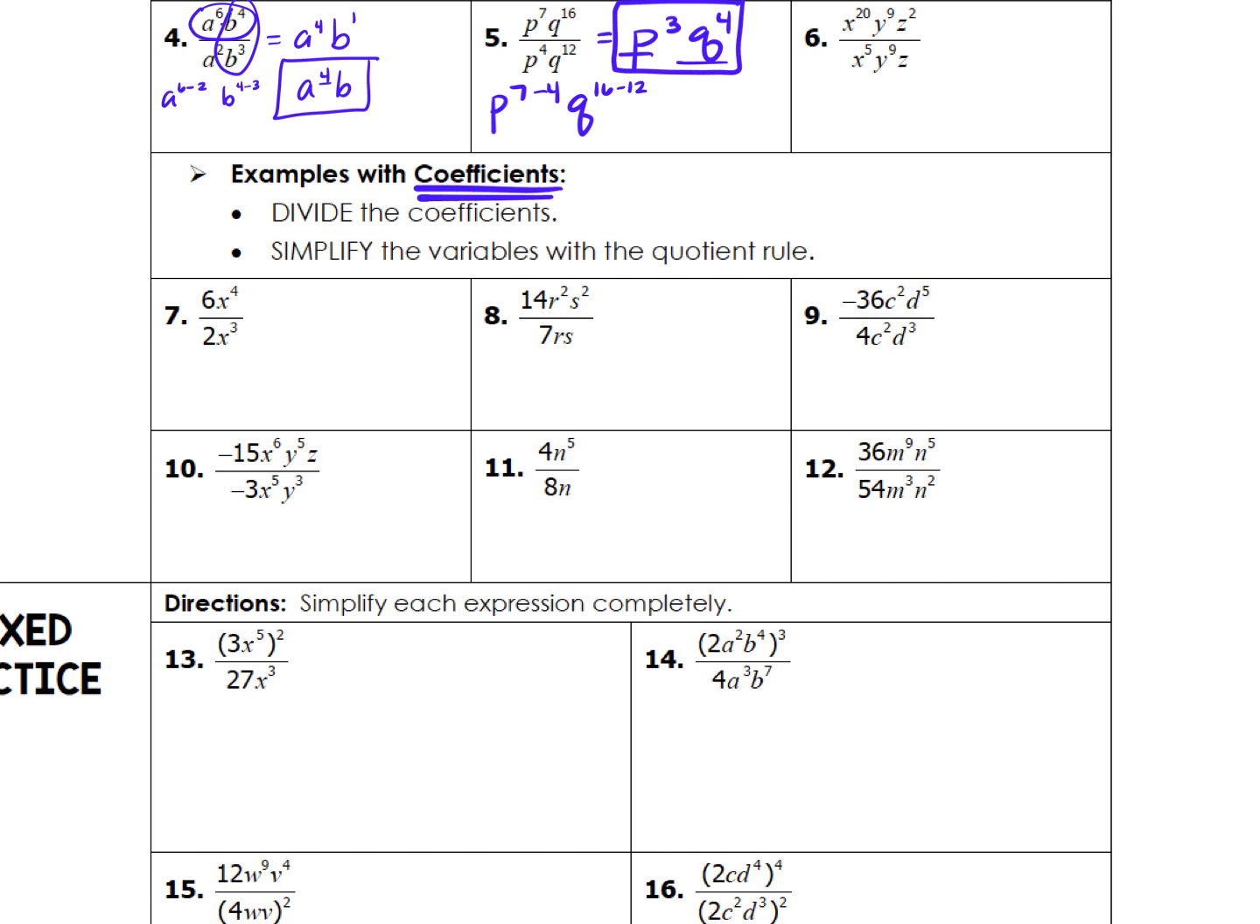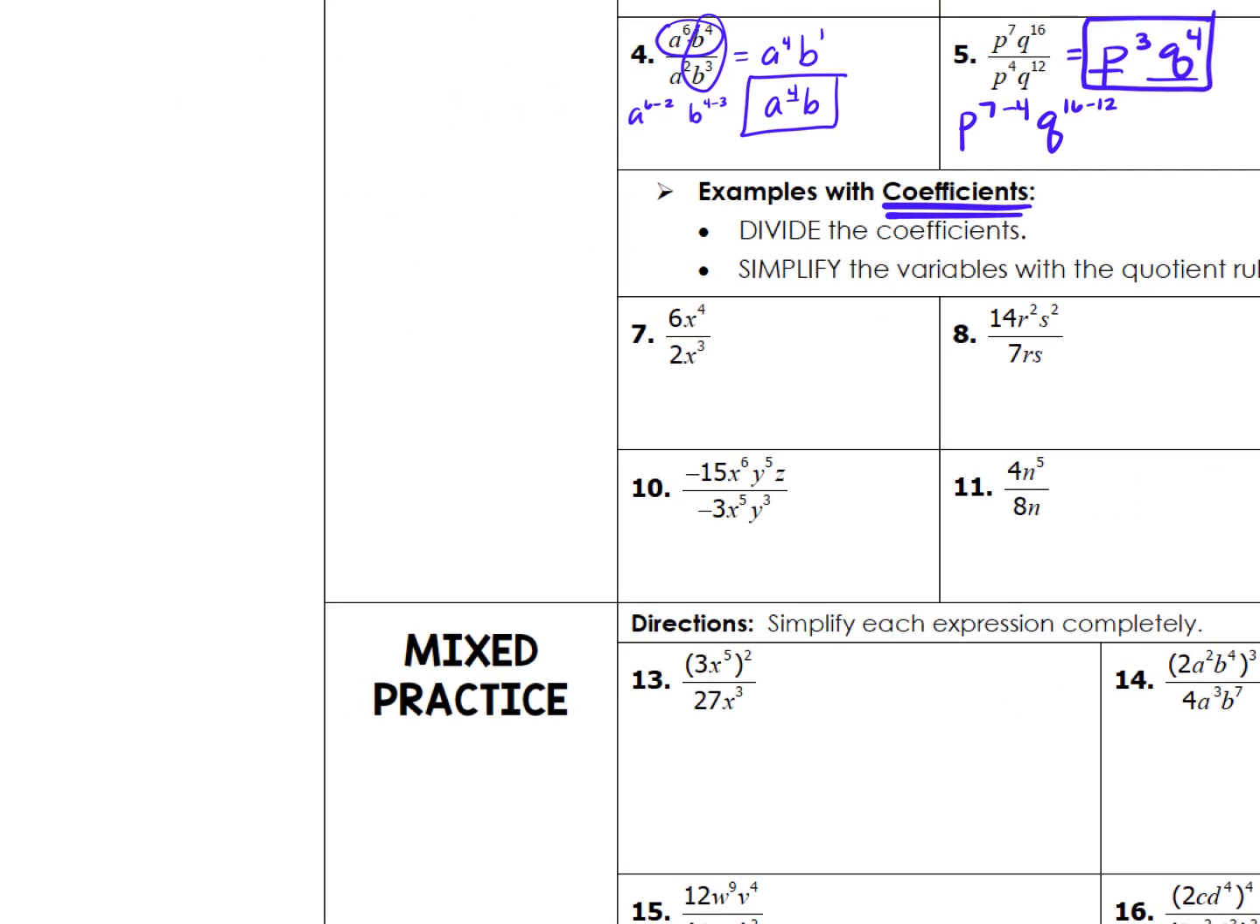What's a coefficient? The number out in front. The number out in front of a variable is called your coefficient. So what you're going to do when there is a coefficient is actually do that division. You're going to divide. Now, that's actually what you're doing with all of it. Let me show you how this could be broken down.